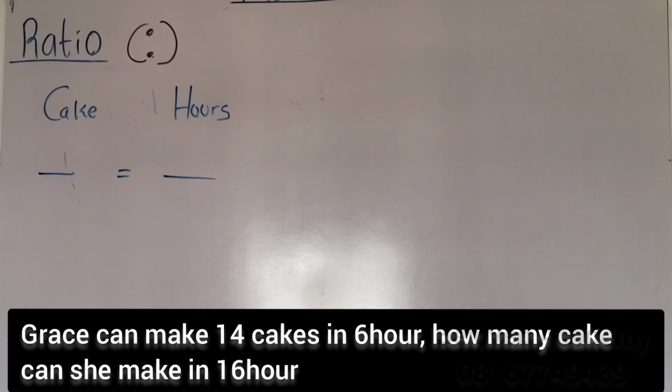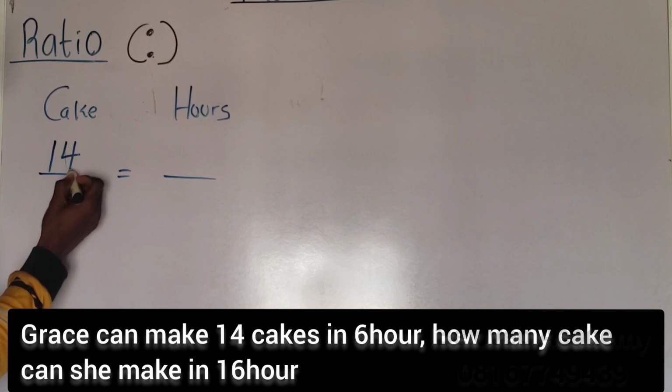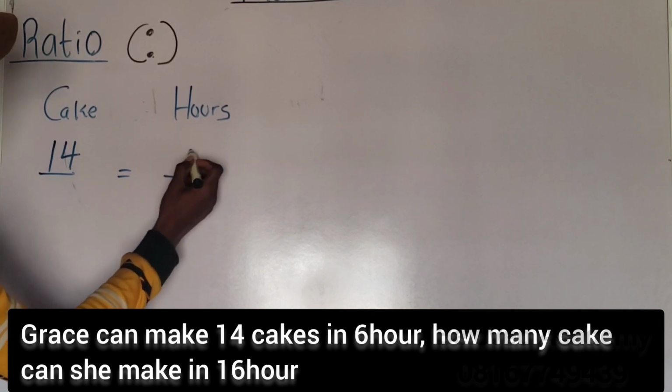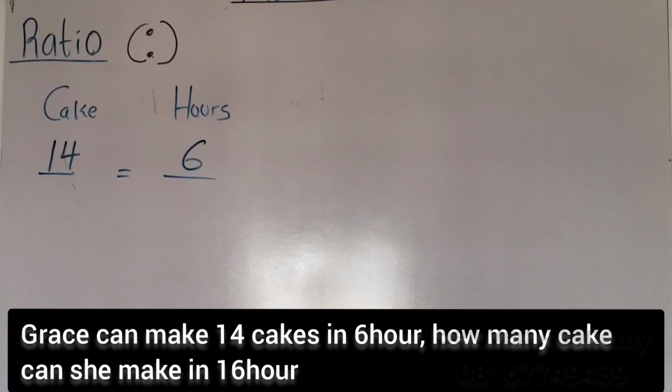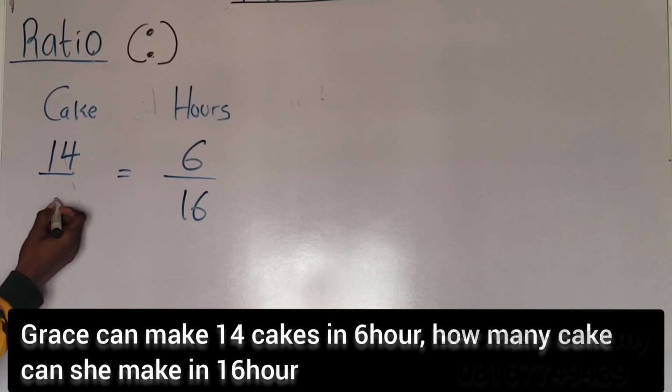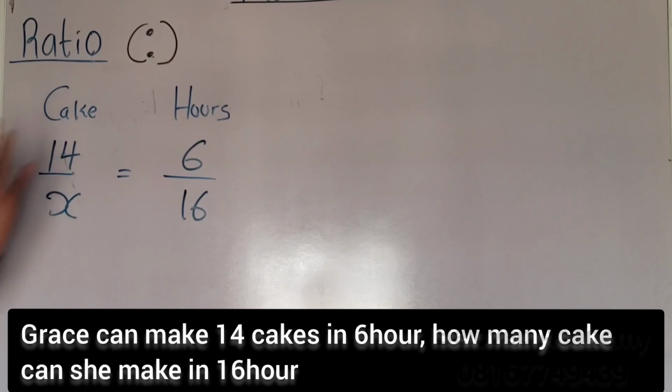Now, we are told in the question that the number of cakes that Grace can make in 6 hours is what? 14. So I'm going to have 14 cakes. You can make it in 6 hours. Do you understand? Now the question proceeds: how many cakes can Grace make in 16 hours? So in 16 hours, how many cakes will he make? Let us represent it as x. Do you understand? So we have formed this fraction now.